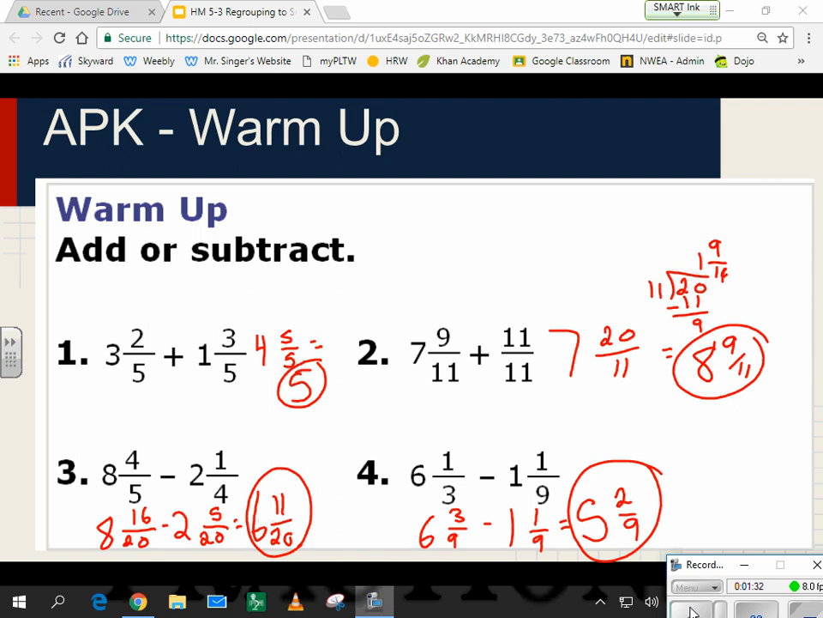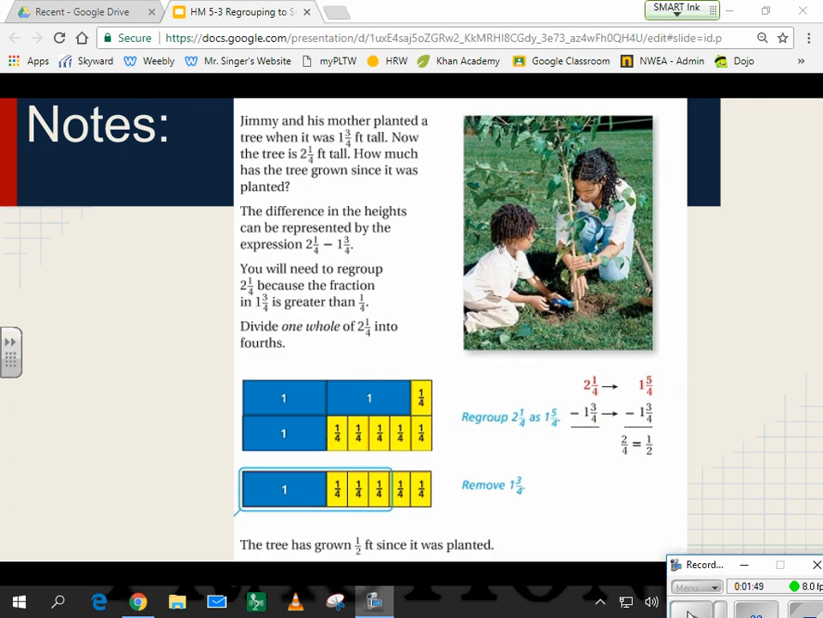Not every fraction when you're adding or subtracting works this well. Sometimes you have a smaller number in the first fraction than the second number, and that gets a little tricky. So that's what we're going to work on today, is how you can deal with situations like that. So here's an example of what I mean.